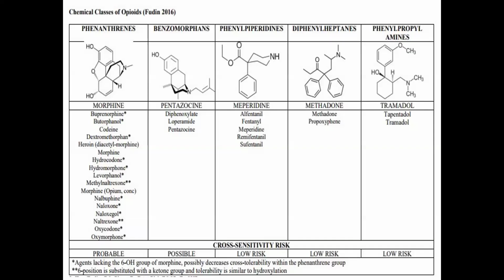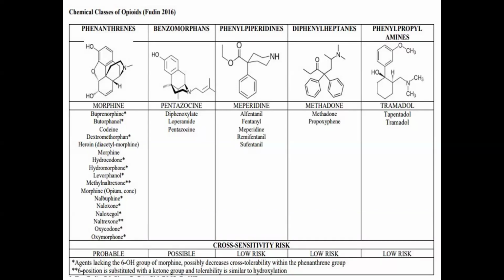Benzomorphans are an important group because they have anti-diarrheal effects, such as loperamide and diphenoxylate. Pentazocine is an old drug. We used to use it in very old days, 30 years back. It's still around in the United States, but it's not commonly used. It's under the name of Talwin.